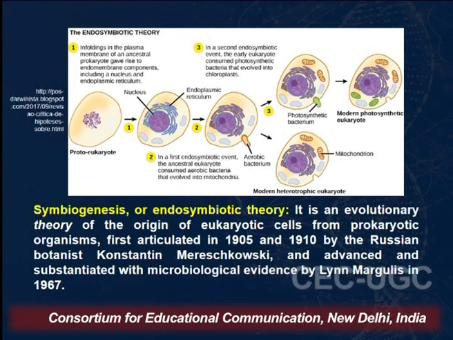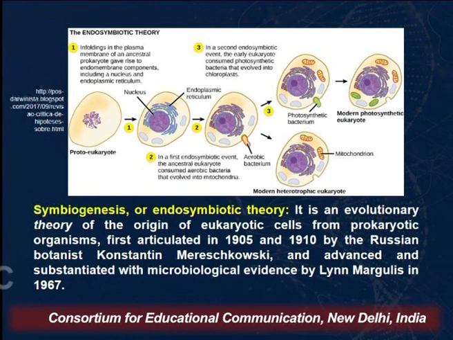The first event of the endosymbiosis occurred when an ancient eukaryotic cell engulfed an aerobic bacterium, and subsequently it formed into a mitochondrion. Now the second important endosymbiotic event occurred when a photosynthetic bacterium got engulfed into the cell, and subsequently the modern photosynthetic eukaryotic cells were formed.